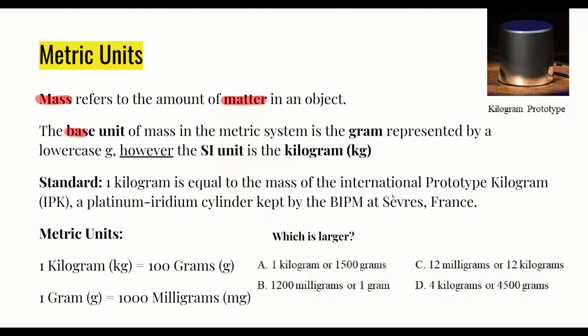The base unit of mass in the metric system is the gram. Okay, remember, base units don't have that prefix. It's going to be represented by a lowercase g. However, that's important, the SI unit is the kilogram, or kg. And remember, in the beginning of our notes, one of the purposes was to identify that SI unit.